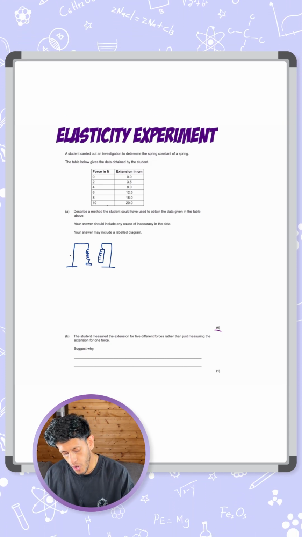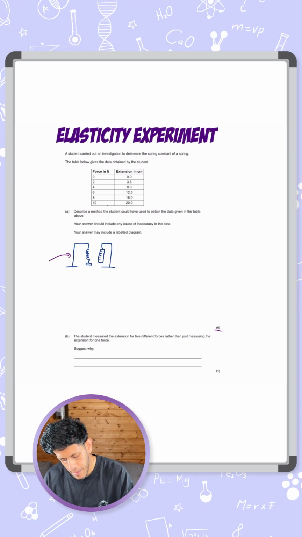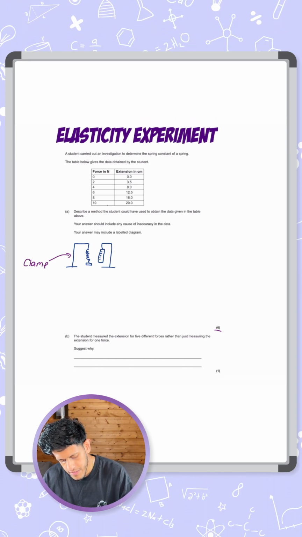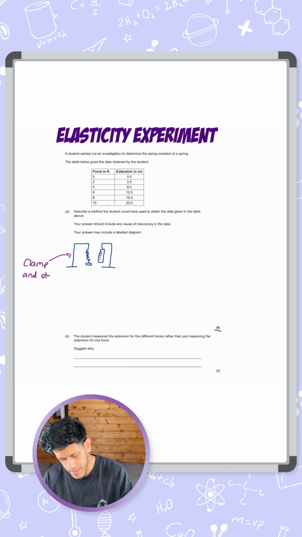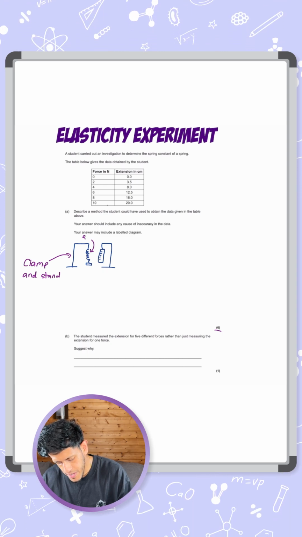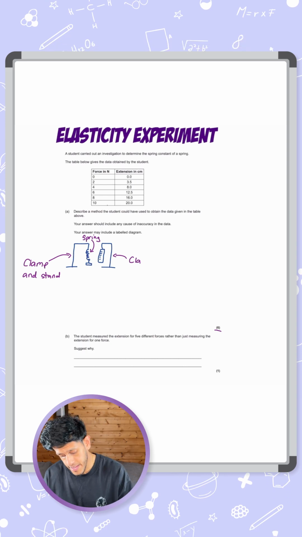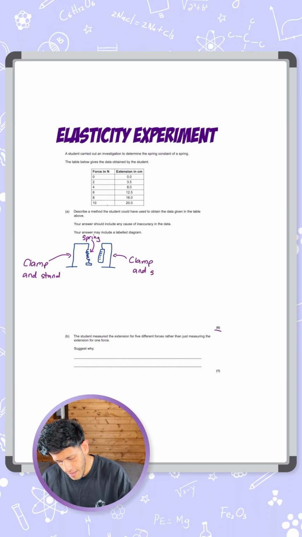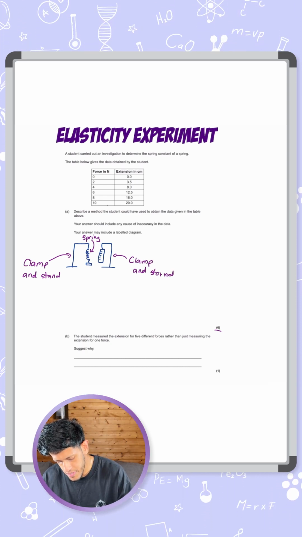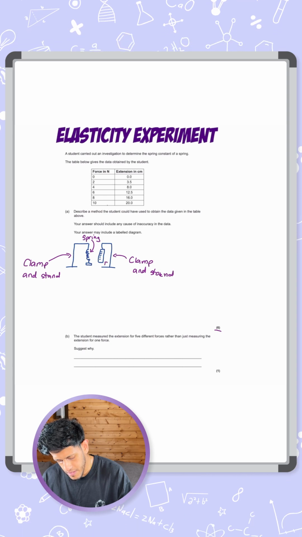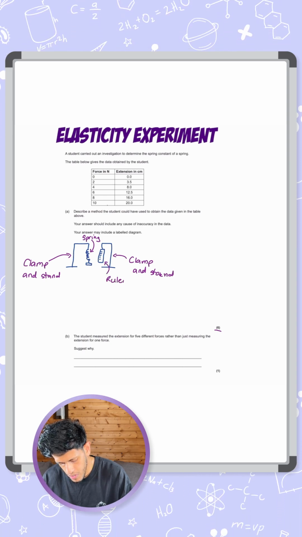So what I've got on the left hand side here is a clamp and stand. So we're going to need this because on this clamp and stand we've hung up the spring that we're testing. So here's our spring. And then on the other side I have another clamp and stand, but on that one I have a ruler instead because I'm going to need to measure some length. So I will label the ruler on here as well.